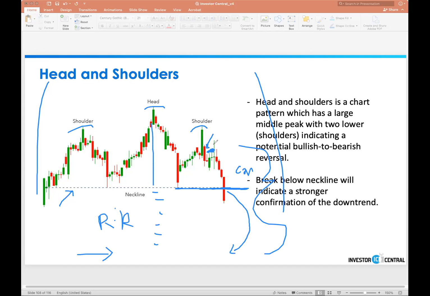However, if I were to enter here, right when I saw that peak of the right shoulder, my stop loss at this point would have been the top of the right shoulder. Because when you're basing this trade off this exact chart pattern, you're already thinking, I'm trading this based off the head and shoulders. And that's it.